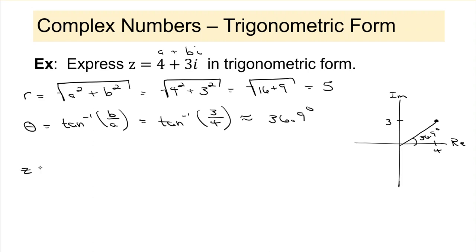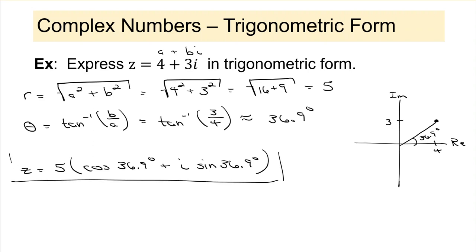So I've got z equals r, so 5, times the cosine of 36.9 degrees, and don't forget your degree symbol if you're using degrees, plus i times sine of 36.9 degrees. And there you go. That's the trig form of that complex number 4 plus 3i.